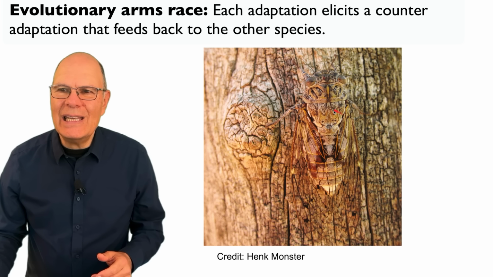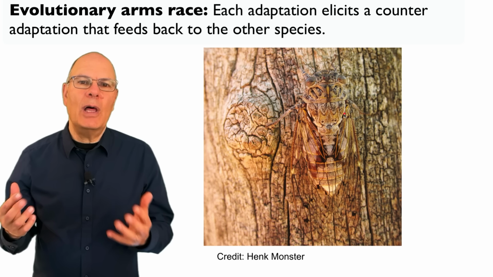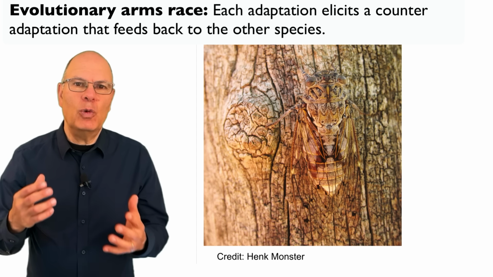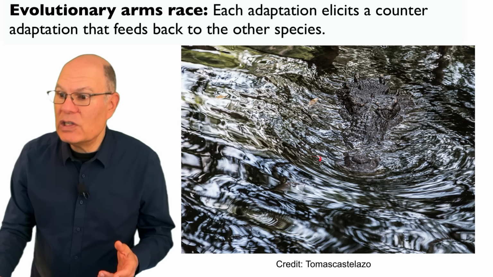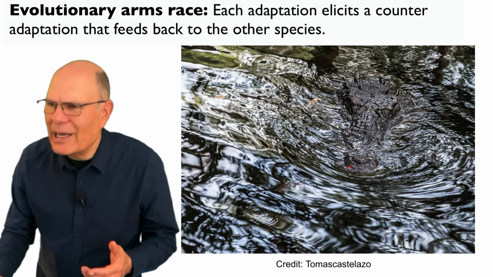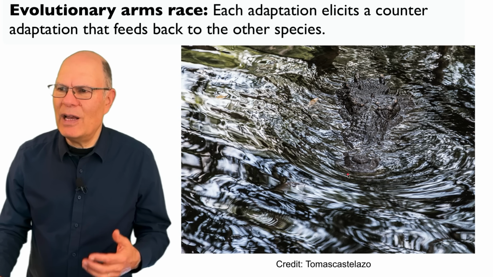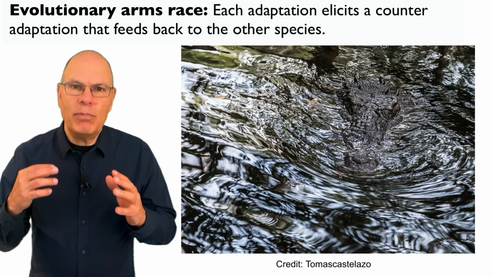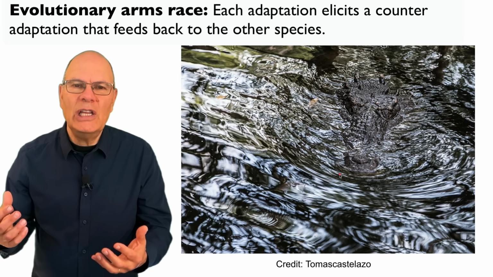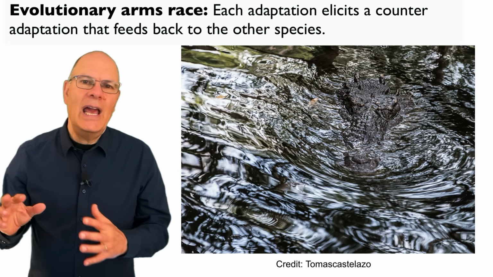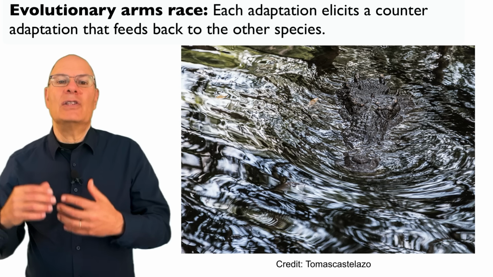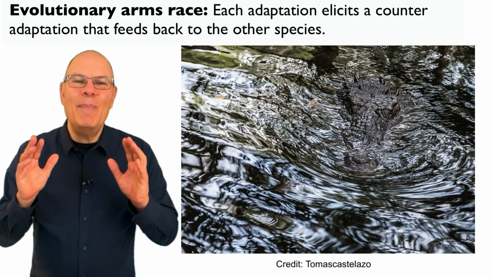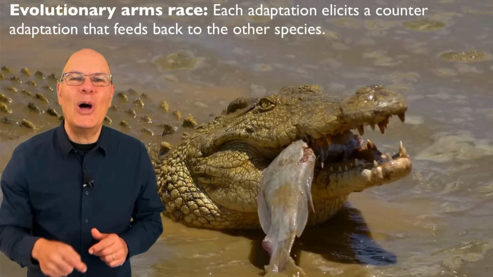Why is this insect so incredibly well camouflaged? Because there's some predator which has incredible visual acuity. Why is this crocodile or alligator so incredibly well camouflaged in the water where it's swimming? Because on the other end, there's a prey organism which has acute hearing and acute vision. And so the alligator has evolved counter adaptations. And so it goes in the amazing pageant of life that we call biology.